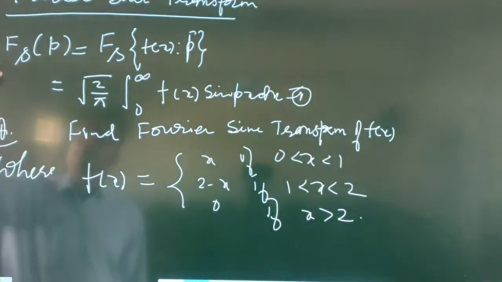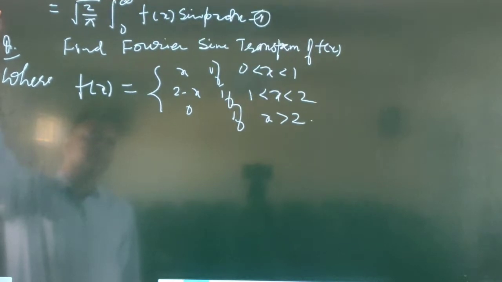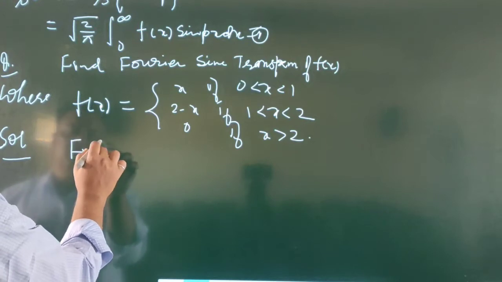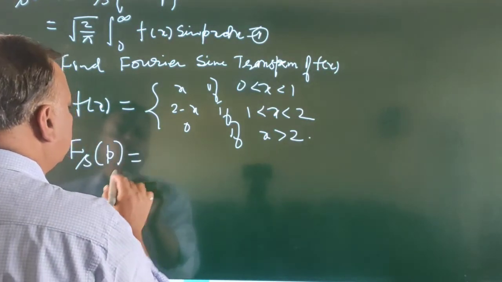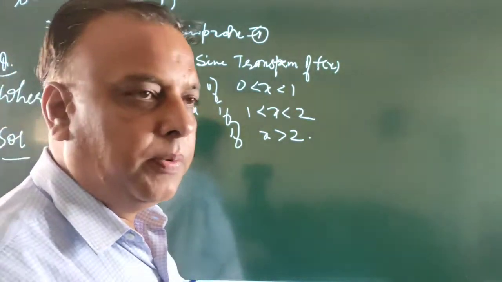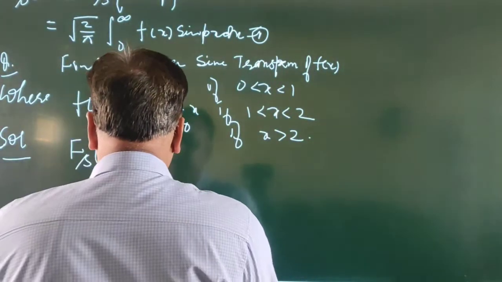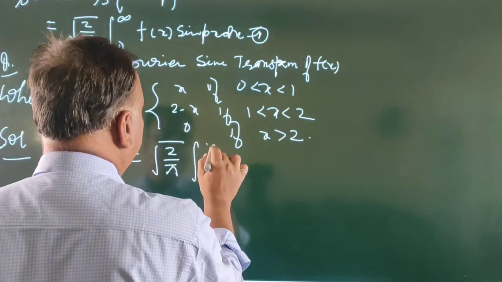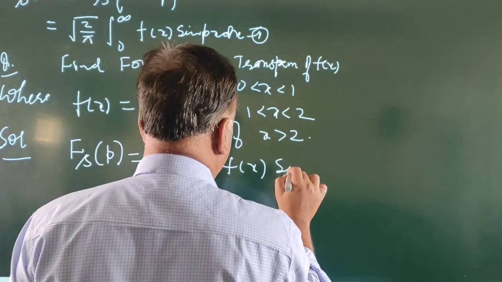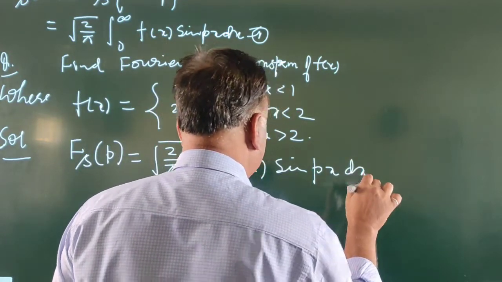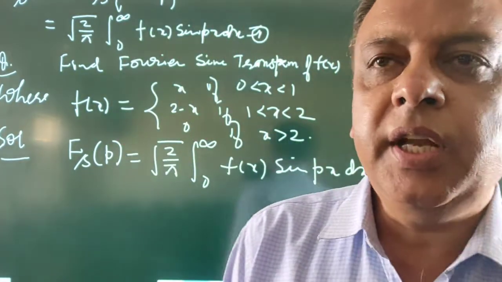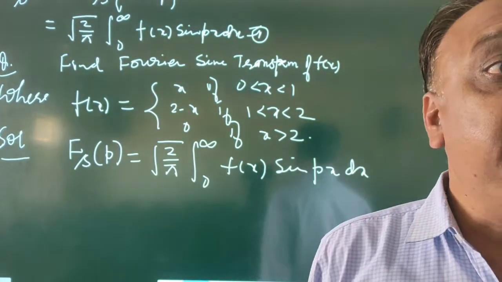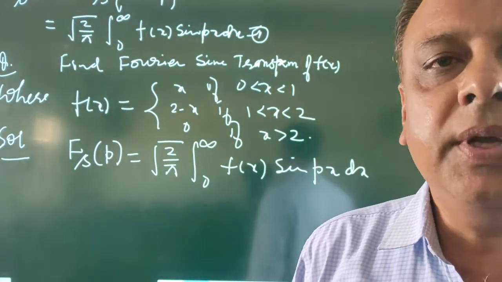Now, the solution of the problem. We start with the Fourier sine transformation, which is F_s(p). This is equal to the Fourier sine transformation of the function f(x), and by definition this is equal to root 2 upon pi, integral 0 to infinity f(x) sin(px) dx. As the function f(x) is defined in different intervals, first we break this integral into those intervals in which the function is defined.